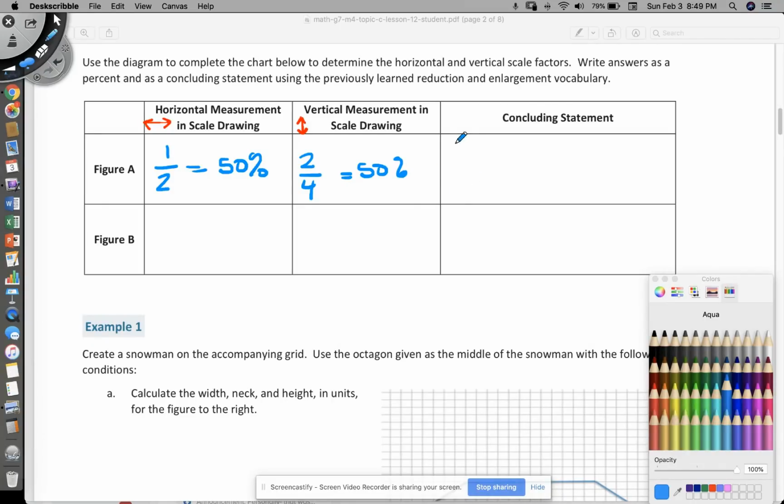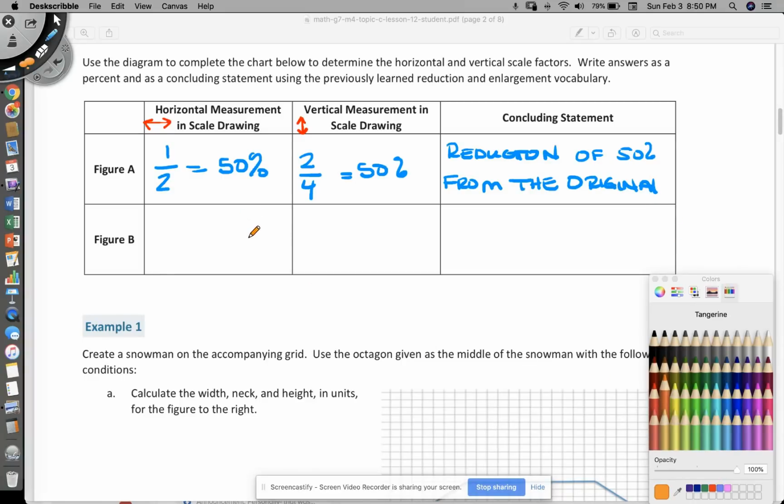So what can we conclude? We can say the reduction of 50% from the original. The original was in the middle, the middle part of that snowman. And the head of the snowman was made a reduction of 50%.